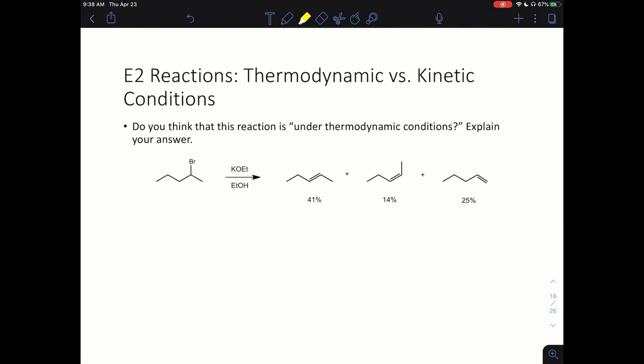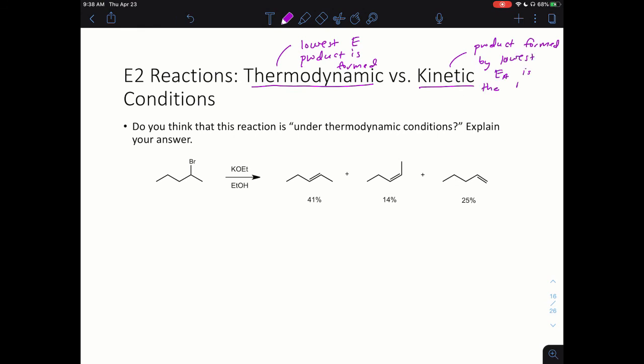So we can think about thermodynamic conditions versus kinetic conditions. In a reaction that's under thermodynamic conditions, the lowest energy product is observed. It might not be exclusively formed, but it's favored. Under kinetic conditions, we have the product formed by the lowest activation barrier as the major product. And these can be the same product sometimes, but let's just look at this.